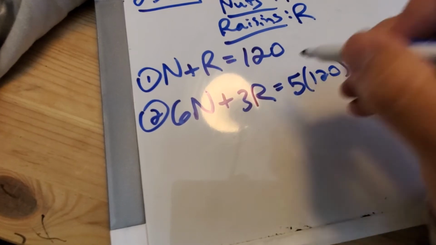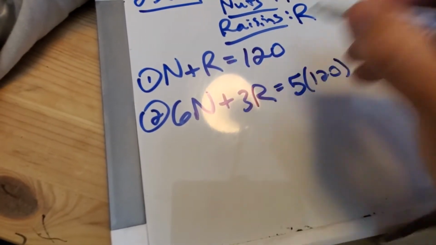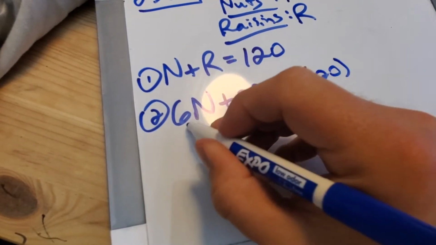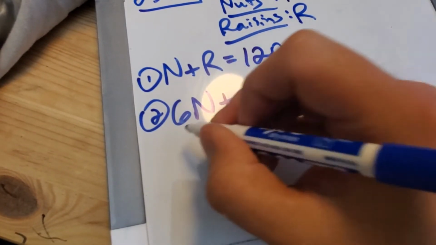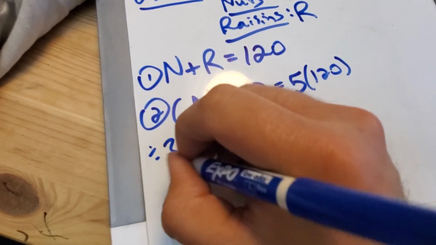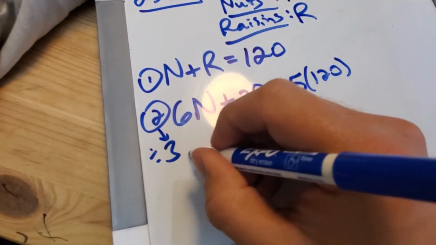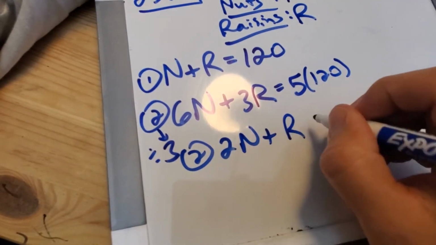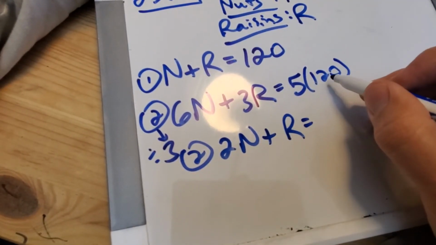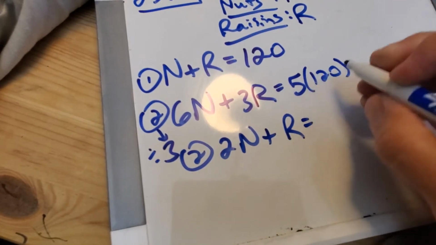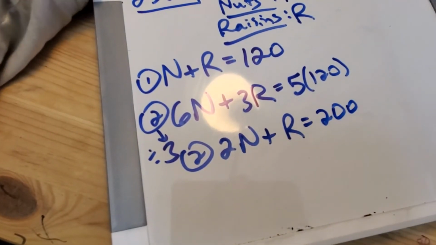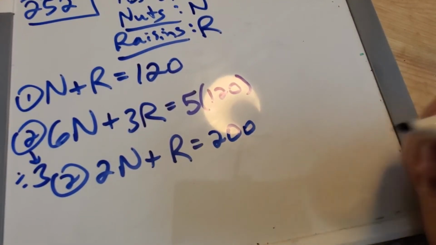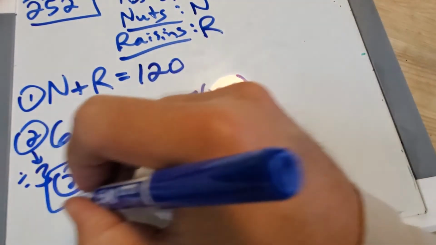Just to clean this up, can you see how you can divide this by 3? So I'm going to divide by 3, and number 2 is going to look like this: 2n plus r equals, let's see if you guys can do this. 120 divided by 3 is 40, times 5 is 200. So these are the 2 equations I'm working with now.